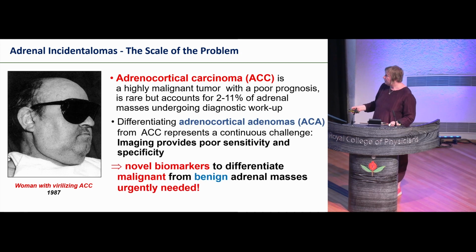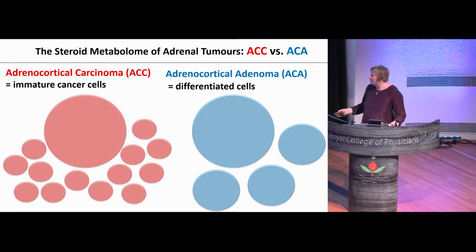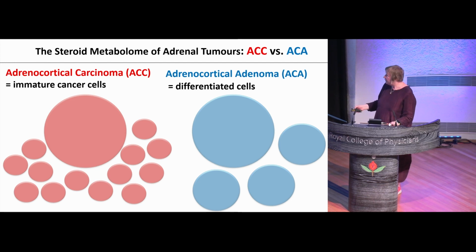And as imaging is not performing well, novel biomarkers to detect malignancy are really urgently needed. And we explored the opportunities for steroid metabolomics there. This came from a very simple hypothesis. We said adrenocortical carcinoma cells are immature, undifferentiated, and adrenocortical adenomas are differentiated.